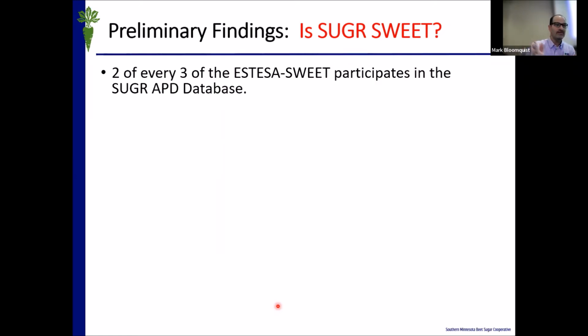Two out of every three of the ESTESA-SWEET, the top performers, participate in the Sugar Agronomic Practice Database. I would have hoped it meant a little bit better, but still, 2 out of 3, 67% of the people on the extraordinary range are participating in the Sugar APD.